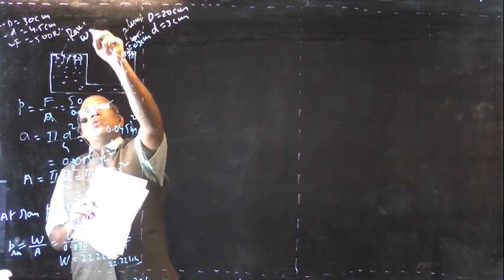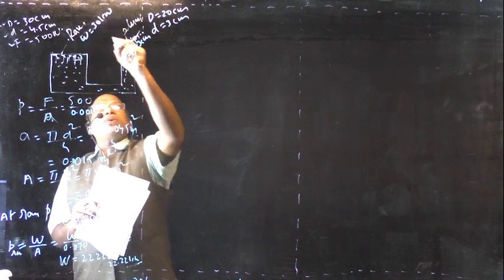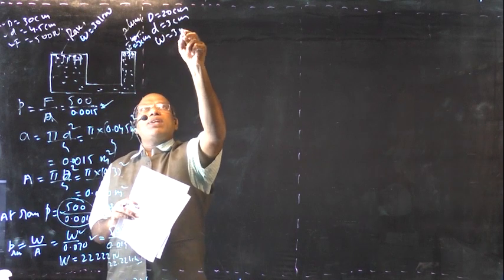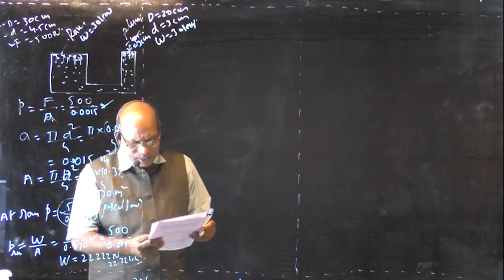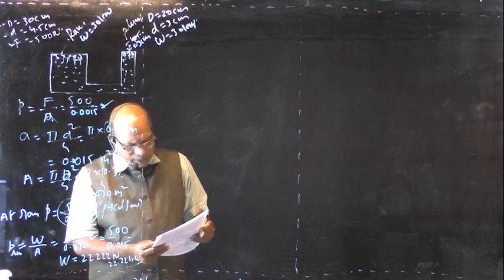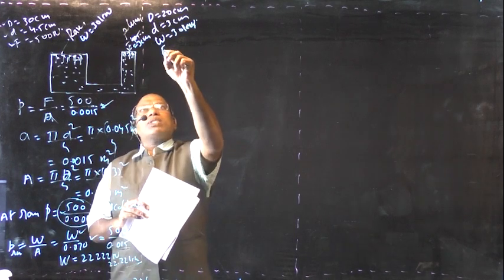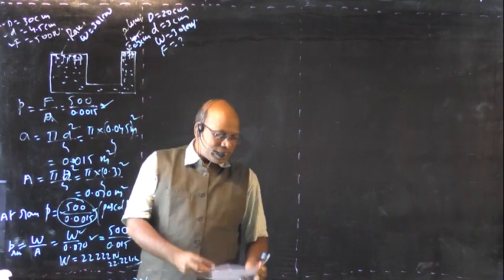Weight equal to 30 kilonewtons. Weight given, that is equal to 30 kilonewtons. Find the force required at the plunger. What is the force required at the plunger?